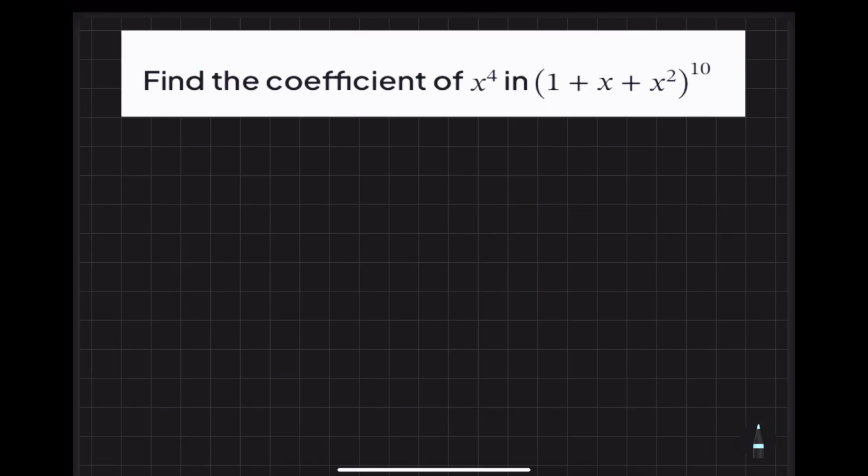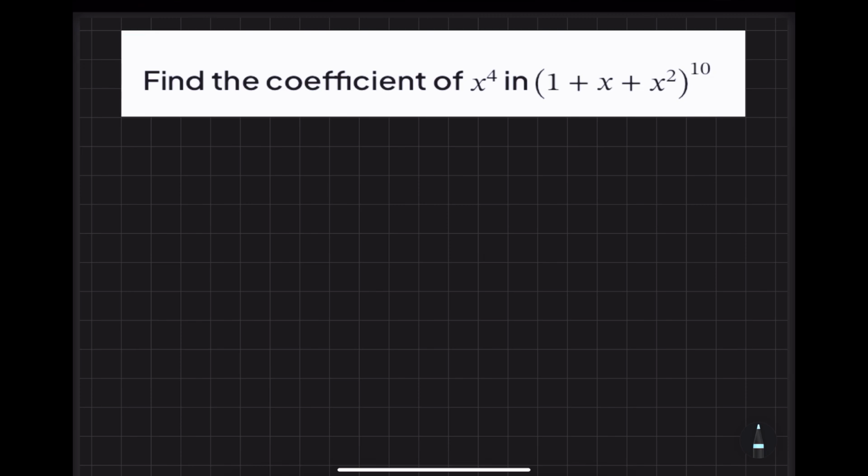So we got this situation. We have to find out the coefficient of x power 4 in the expansion of this. So you know that it is three things, it is more than two things, means we have to apply a multinomial theorem, correct? So look at this.